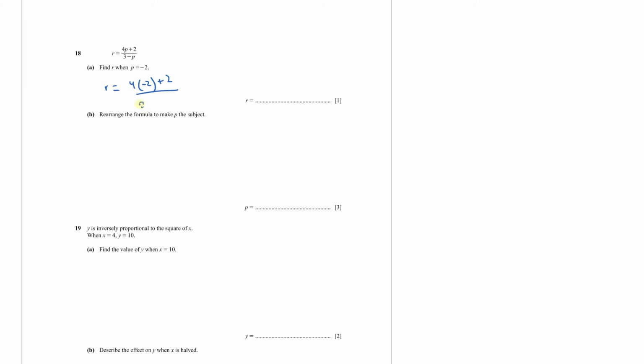So this will be 3 minus -2. So 4 times -2 will be -8, plus 2, divided by 3. Minus will become positive, so 3 plus 2. So -8 plus 2 will be -6 over 5. So R will be -6 over 5.